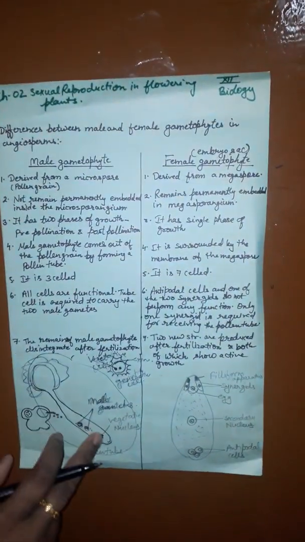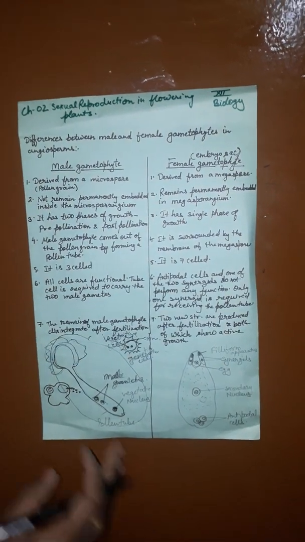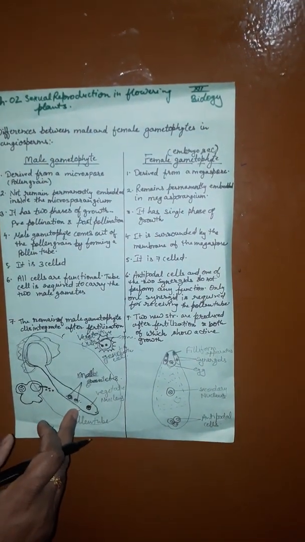The male gametophyte develops after the germination of the pollen grain. The pollen grain is not the male gametophyte. The pollen grain germinates and forms the male gametophyte.